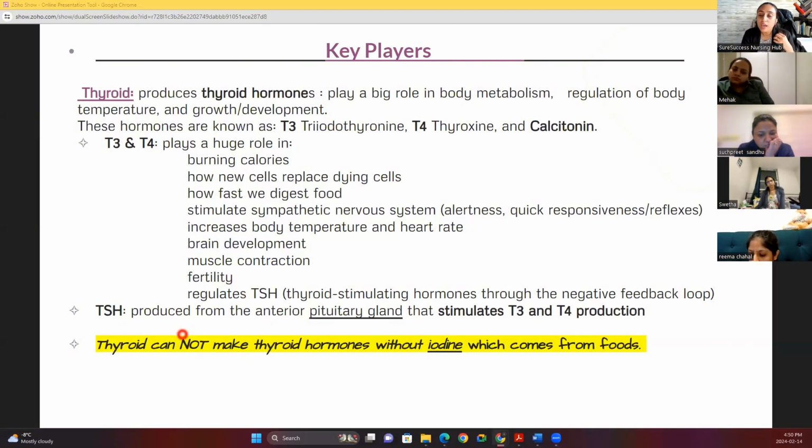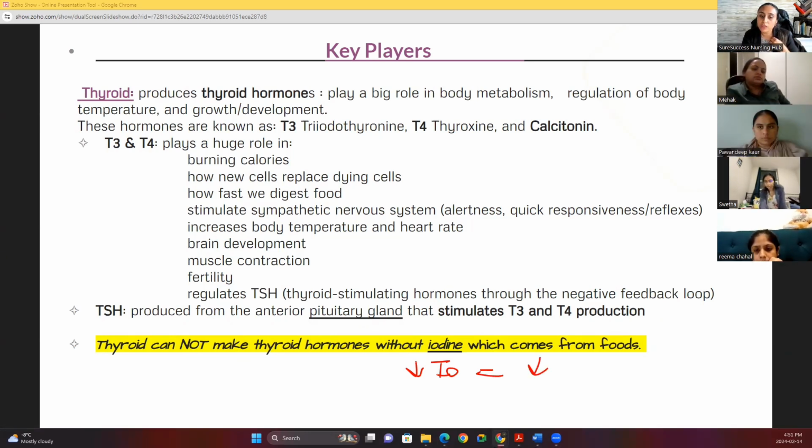Another one is thyroid, right? It cannot make the thyroid hormones without iodine, which is coming from food. So for example, if I am eating less iodine, so what is happening? Will I produce thyroid hormone? No. So the patient will be having hypothyroidism. If I am taking too much iodine, my thyroid will be increased. So that is another thing.